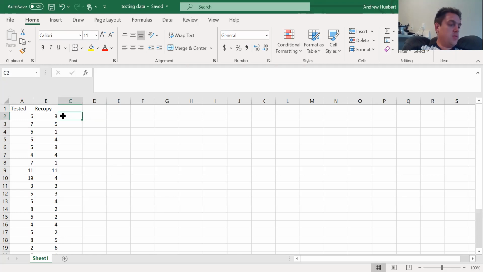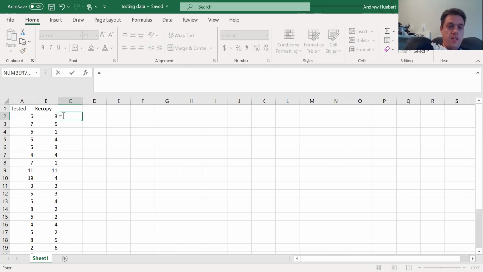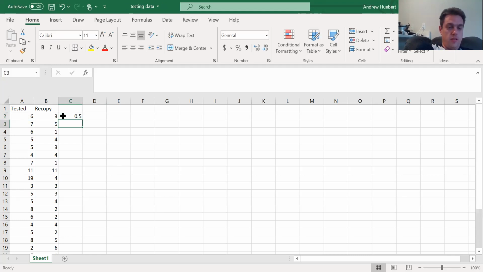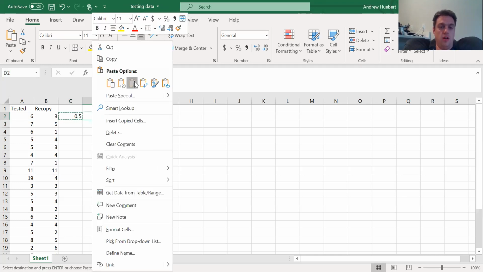So the formula for that, I'm just going to type equals A2 divided by 12, right? Equals A2 divided by 12. And then you can actually just copy that, paste it over here.